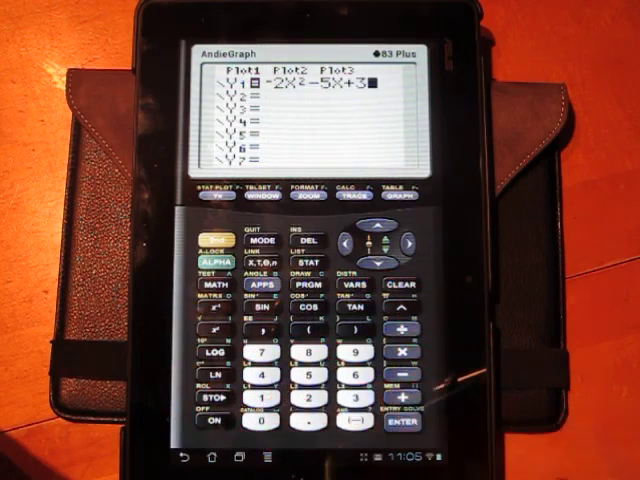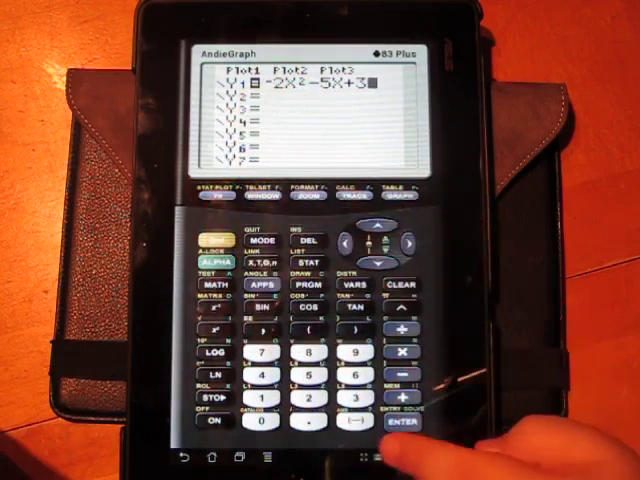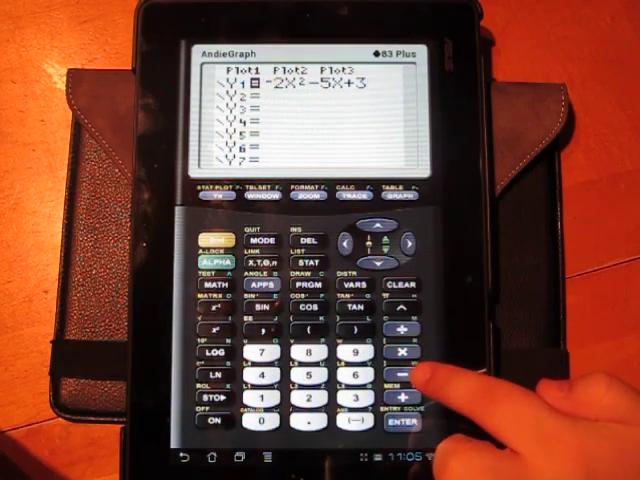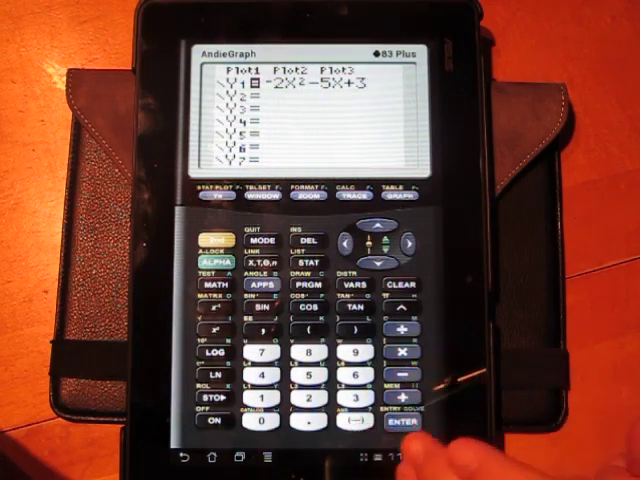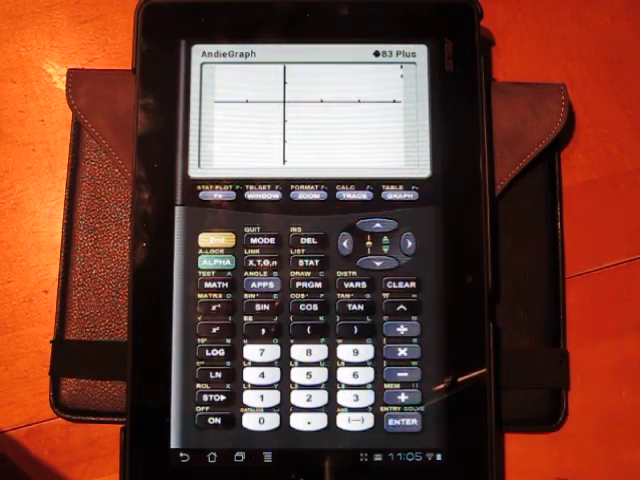All right, if you notice when I had the negative here in front, I had to use my negative, not the subtraction symbol. If you use the subtraction symbol, you'll get an error. When you go to graph it, it's not valid. So I put that in and I hit graph.